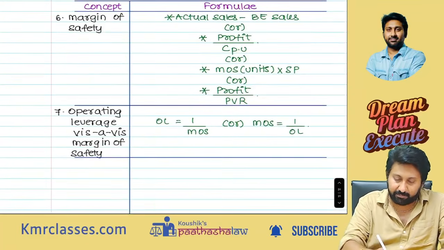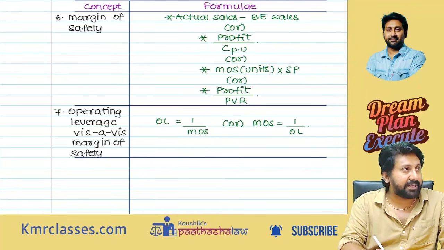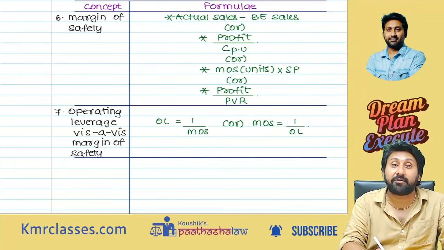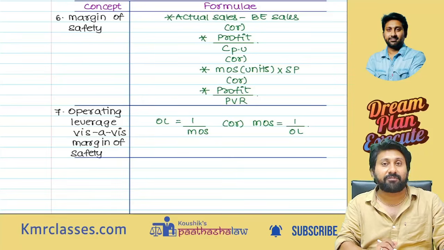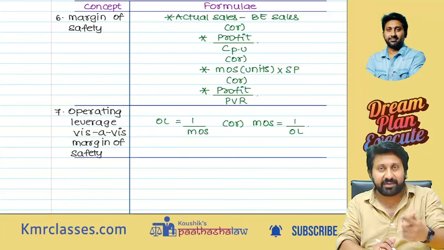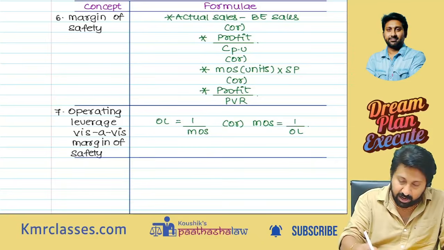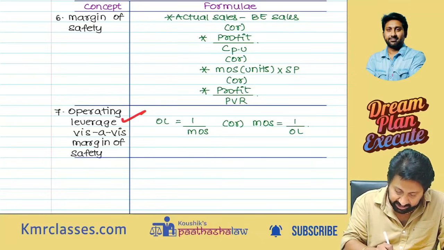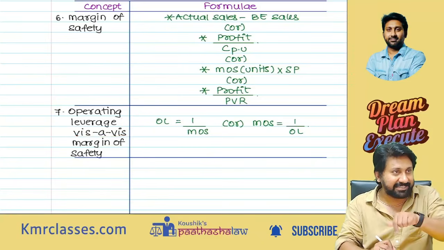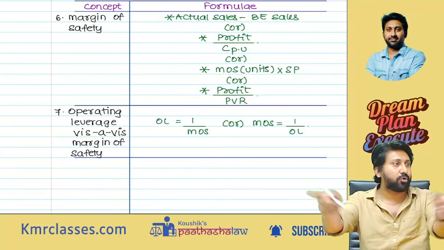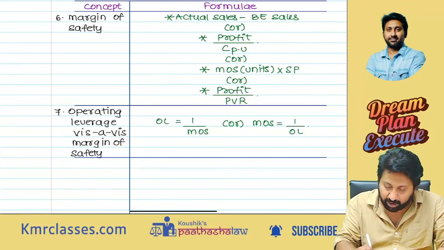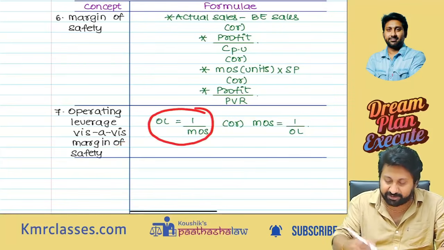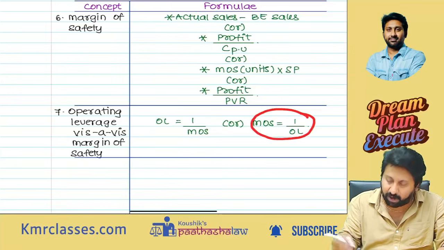Margin of safety. Margin of safety is excess of EBIT over fixed cost. So excess of EBIT over fixed cost means it is extra EBIT generated because of sales. That's why operating leverage, in relation to margin of safety: operating leverage equals 1 by margin of safety, or margin of safety is 1 by operating leverage.